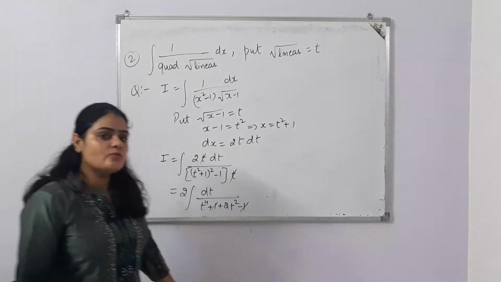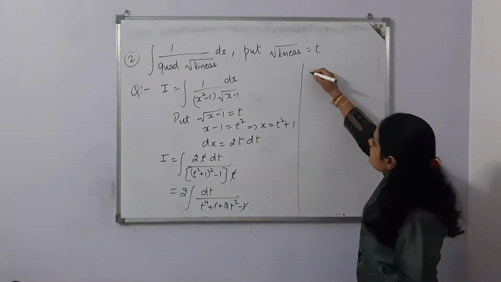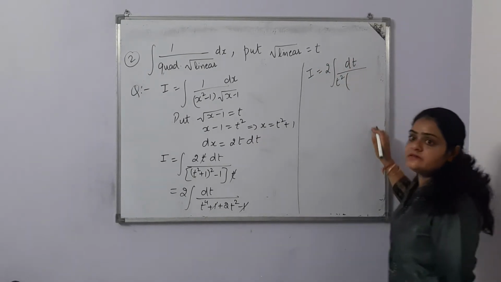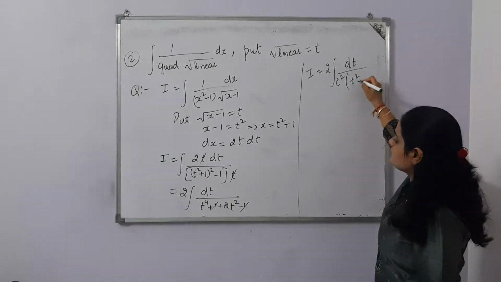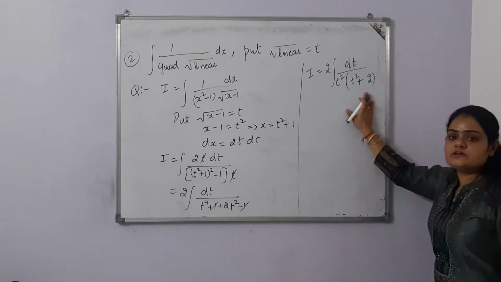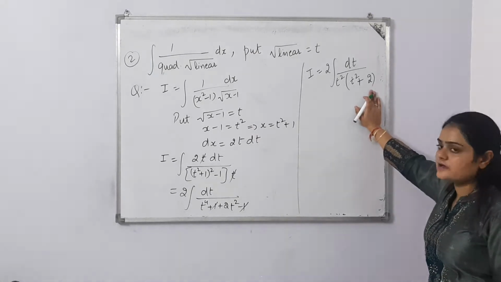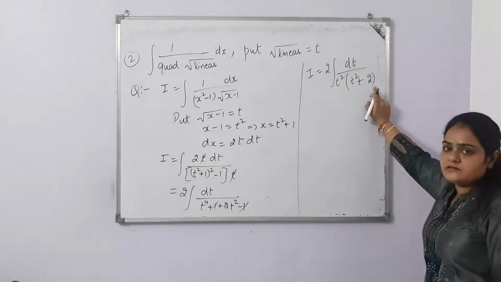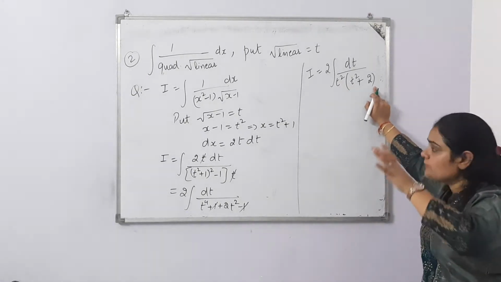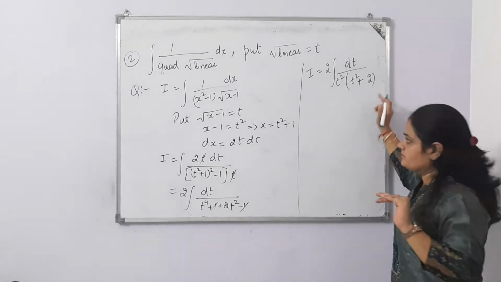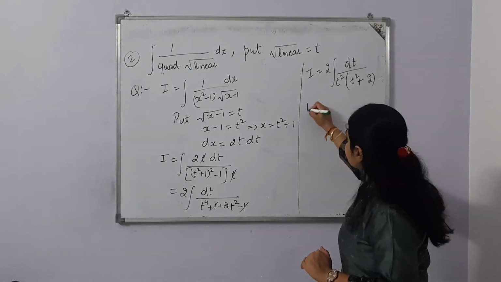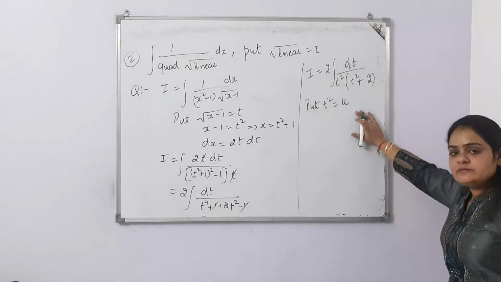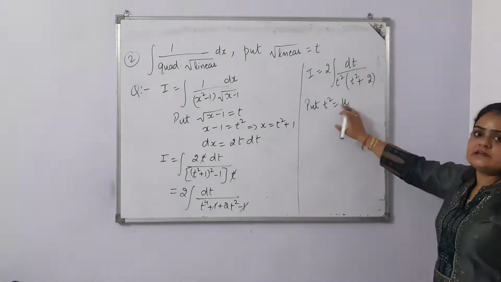We have t raised to power 4 plus 2t square. We can take t square as common, giving t square into (t square plus 2). Now the factors are there, but they are in the form of t square, which means power 2 is there. So we are going to resolve it by substitution. I am substituting t square is equal to u.